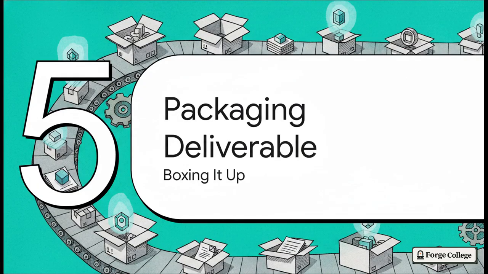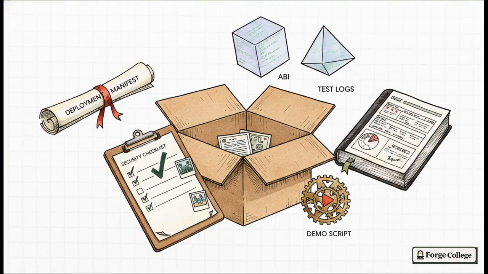And we finally made it to Section 5, packaging the deliverable. Let's box it up. Okay, here is exactly what goes into that final polished box. Your official submission zip needs a few critical things. You need the deployment manifest, your security checklist, absolutely packed with that transaction evidence we just talked about, your ABI and bytecode files, the test logs, and, this is a big one, a reproducible demo script. A reviewer should be able to just run that script with minimal setup and instantly watch the magic happen.